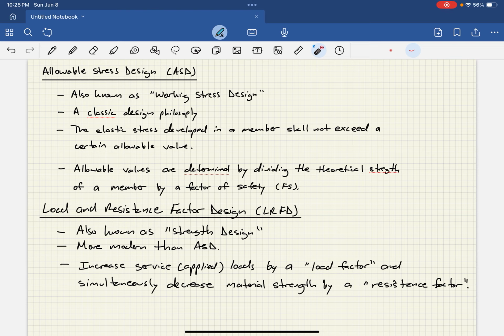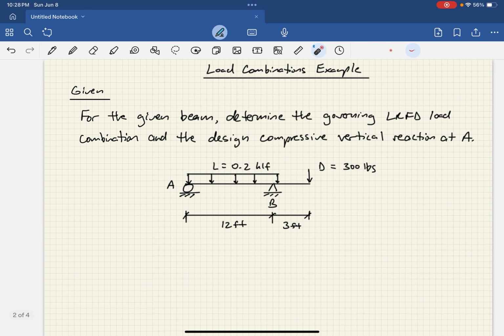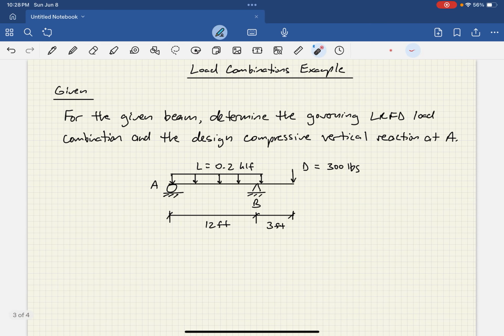Okay. So let's go ahead and jump into an example while we're on this same video, same topic. And this is a simple example of using load combinations. Now notice I did not write any of the load combinations down in our notes here. And that's because the load combinations, again, are summarized in other sources like ASCE 7.